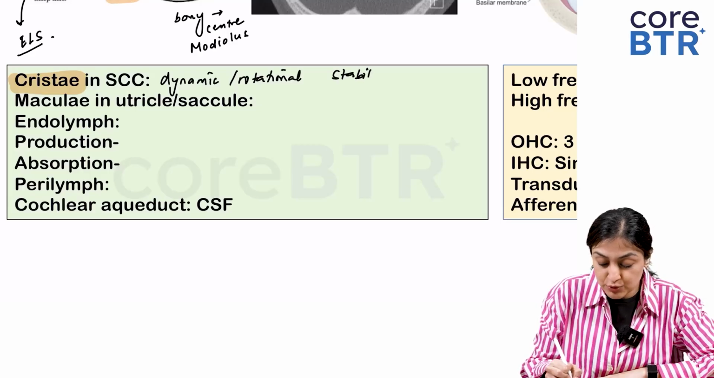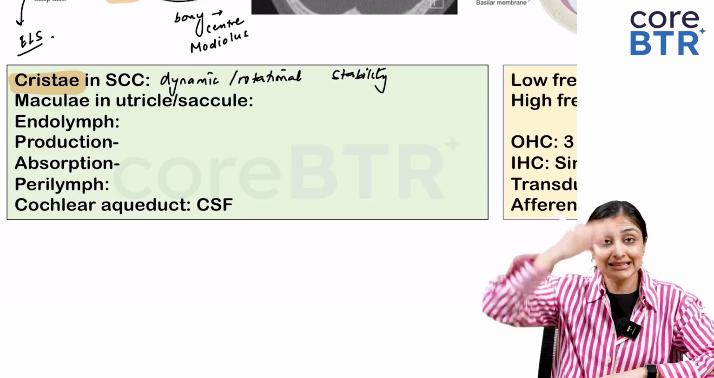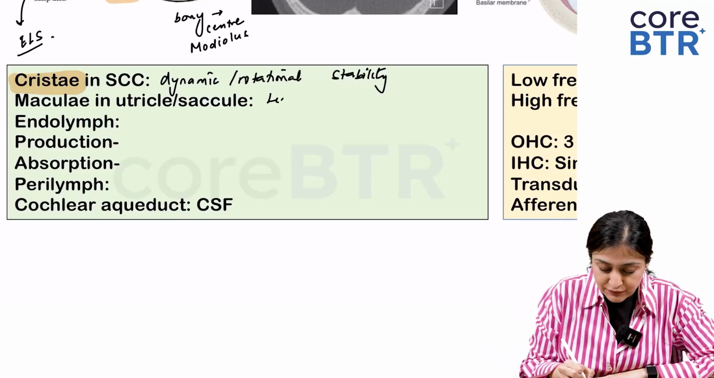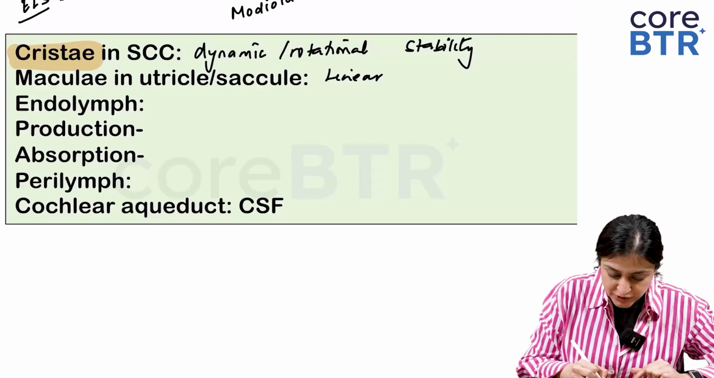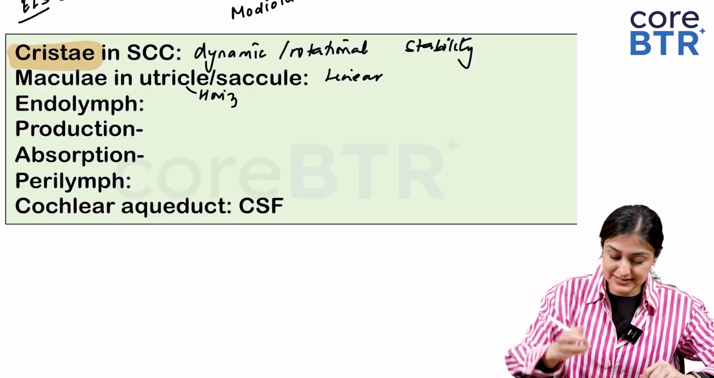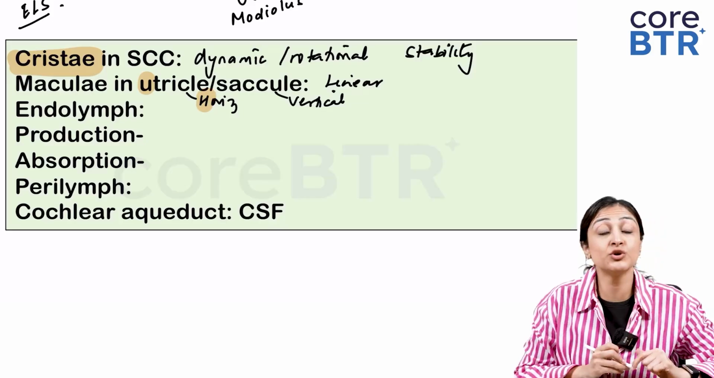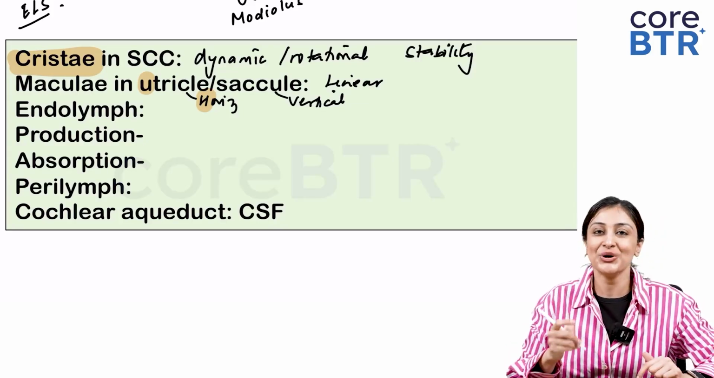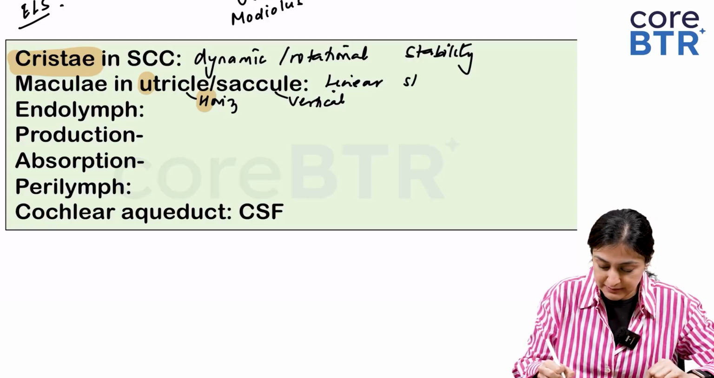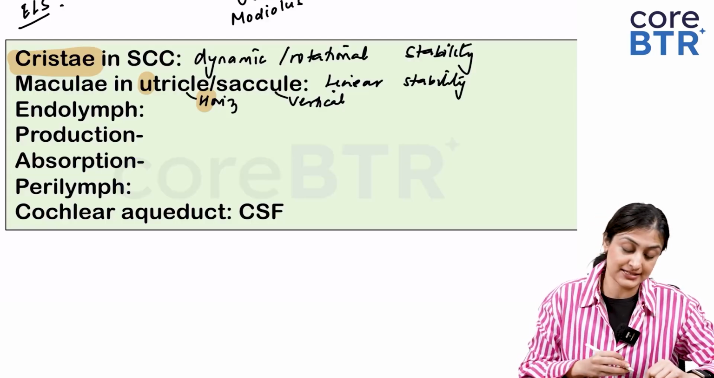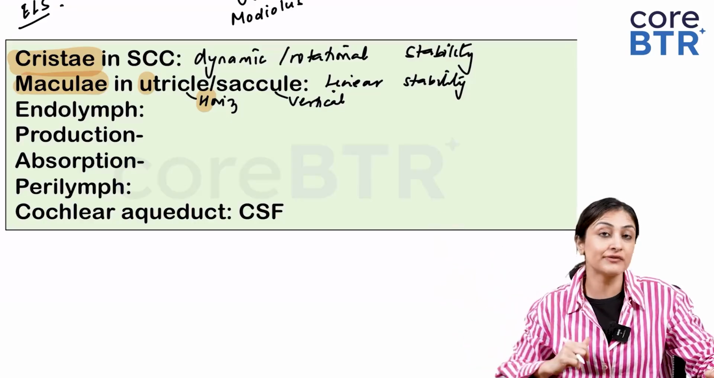If you go on a roller coaster ride that's moving round and round, the organs which are stimulated are the cristae. Maculae are for linear stability, up and down. So the utricle is going to be horizontal stability, whereas the saccule is going to be vertical stability. You can remember U-H: horizontal is utricle, saccule is vertical. So this is for linear stability, whereas round and round, rotational, is cristae. So maculae are the sensory organs here. The organ of Corti is for hearing. We will get to that in the cochlea.